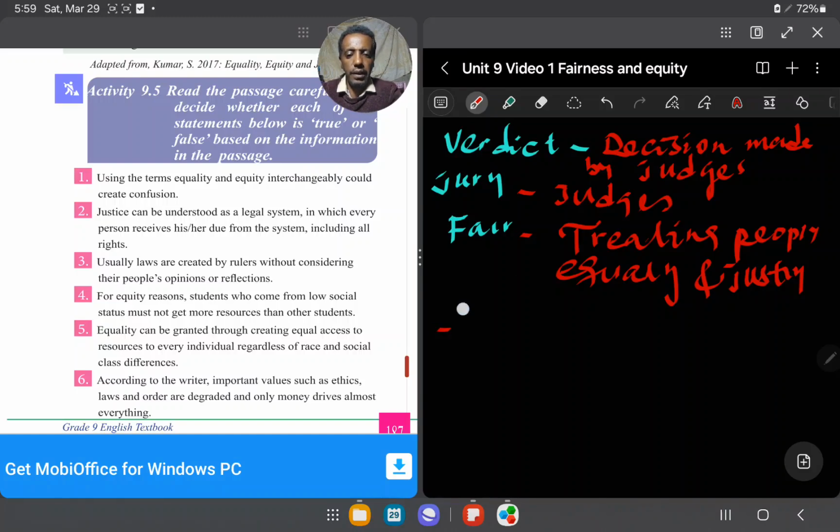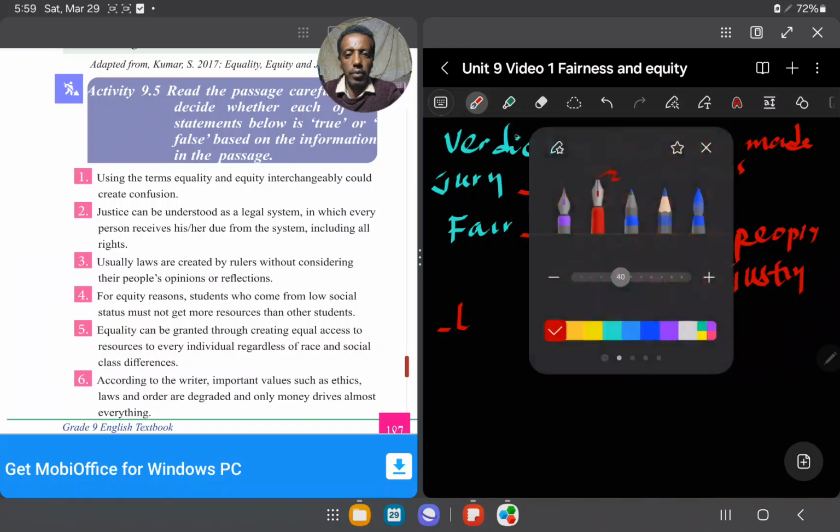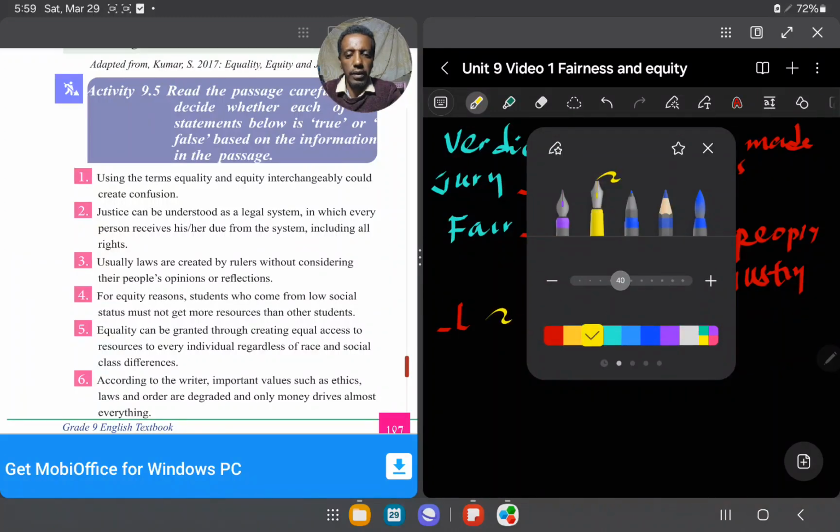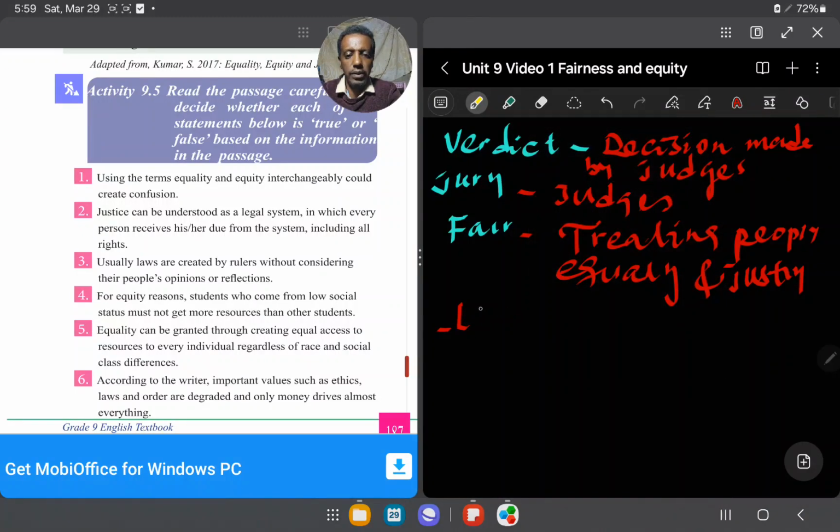Example, it says lagging. It's a new word from your textbook. You may have some knowledge about it. So number one, lagging. What does lagging mean?